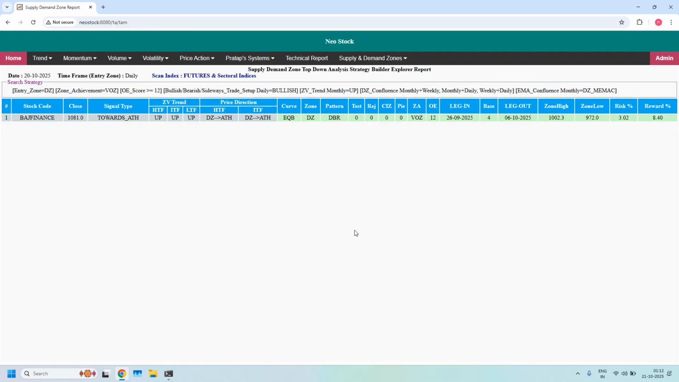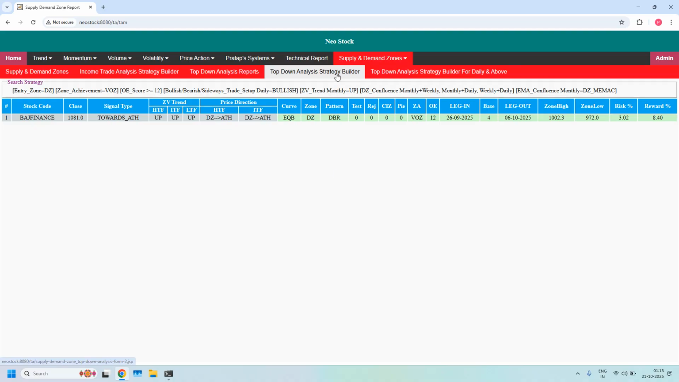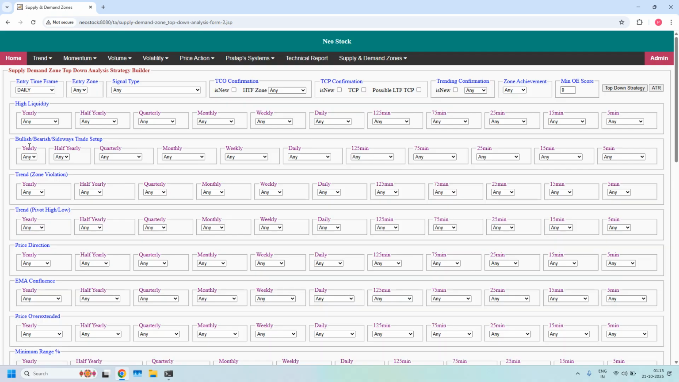Let's filter. We got only 1 stock. So you can plan in this daily demand zone only if lesson 20 checklist items are satisfied, otherwise higher chances of zone violation. So this is bullish trade setup for monthly income trade. Next, bearish trade setup for monthly income trade.